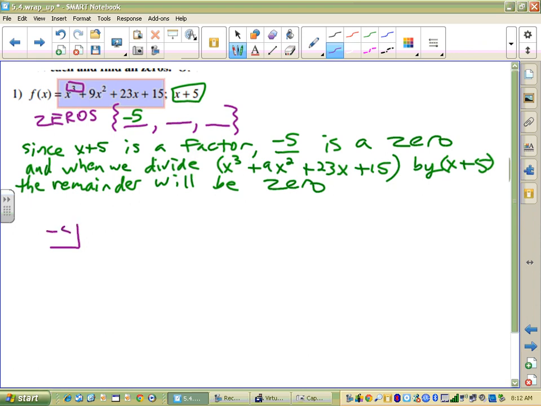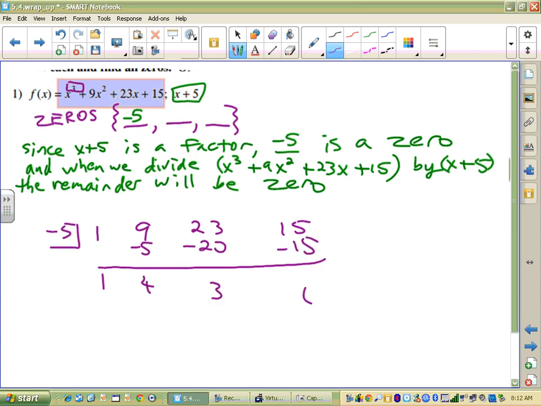-5, good. So a couple minutes ago I said that the given factor tells you 2 things, and it tells you to do something else. It tells you, first of all, that -5 is a 0. Second, it tells you that the remainder will be 0. And the third thing it tells you is, you better go divide. So here we're going to synthetically divide. So we got a 1 and a 9 and a 23 and a 15. So we're expecting 0 to be a remainder. So let's see. We got a 1 and a -5 and a 4 and a -20 and a 3 and a -15 and a 0 remainder.